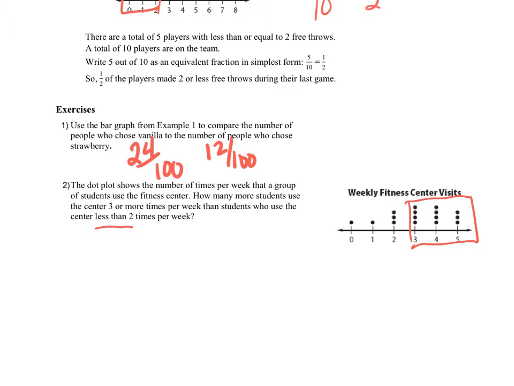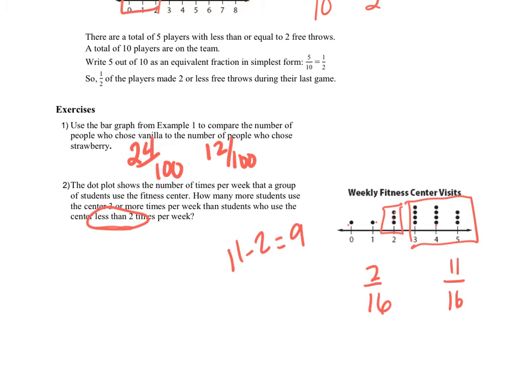So we have 3 or more is 4, 8, 11 out of 12, 13, 14, 15, 16. Compared, we're going to say less than 2 times a week, so that's not going to include those right there. So it's going to be compared to 2 out of 16. Okay, so how many more? What does how many more mean in our word? Subtract. So we would say 11 minus 2, which is 9. So 9 more students used it 3 or more times a week than they did less than 2 times a week.